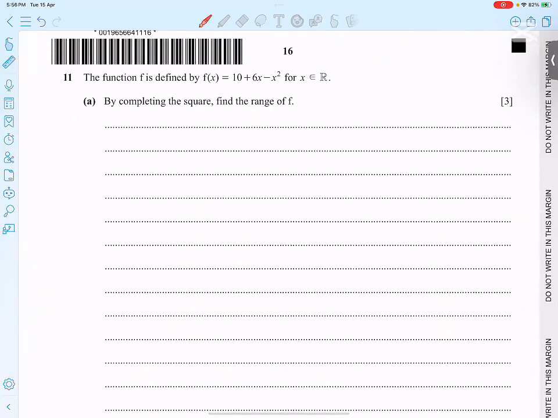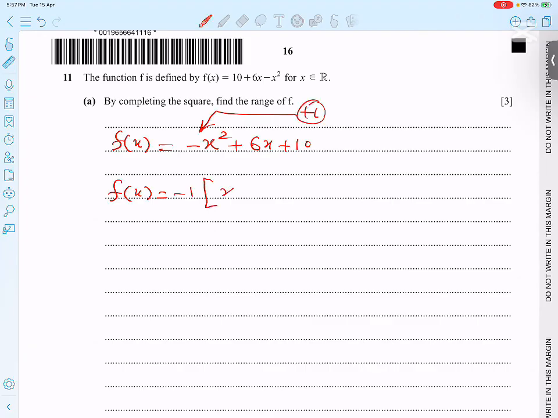Question number 11 we have here. He said to complete the square and find the range where x belongs to the real numbers. First of all, students, I will write in order: negative x squared plus 6x plus 10. Step number 1, you must take a negative common from these two terms, and this will convert the sign.